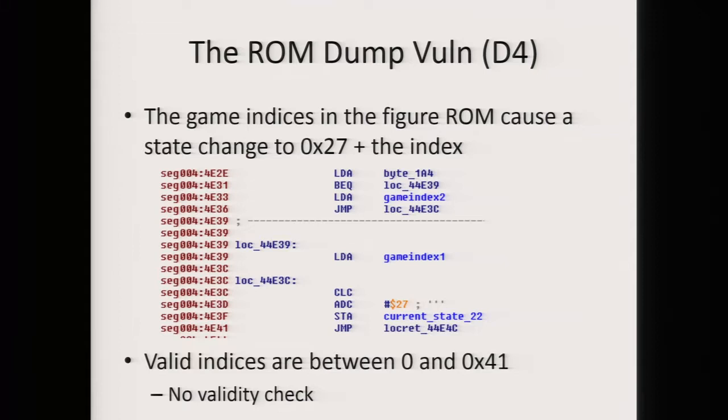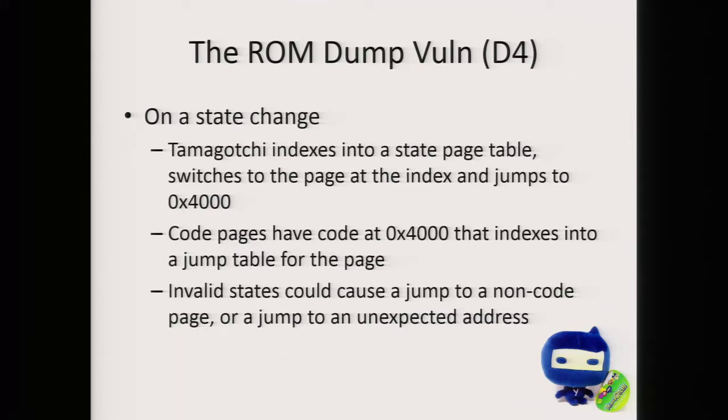And basically, I was right about it being a jump table. What the figure does is it will fetch the game index, that one value that determines what game you're playing, add hex 27 to it, and then jump to that in the state table. And there's no validity check, so your problem is that you're jumping to a state that's out of range. But then, what does a Tamagotchi actually do with that invalid state?